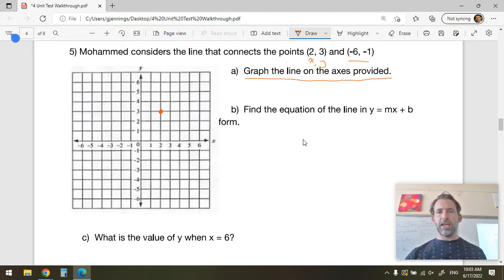And then negative 6, negative 1. So I go negative 6 in the x, negative 1 in the y. Because of the weird feature of this graph paper where we don't see those lines there, many people put this point down there for some reason. It's not down there. It's at negative 1. And then I draw a line that connects those points.